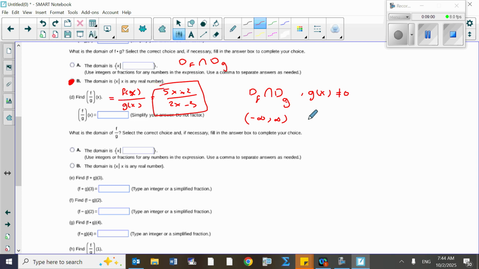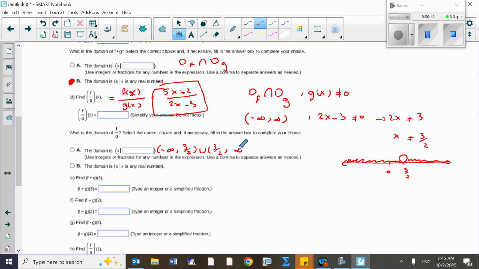But what makes the denominator equal to 0? So you're going to set 2x minus 3 not equal to 0. That means 2x not equal to 3, and x should be not equal to 3 over 2. So this is the value that should not be in my denominator. So if I show a number line, this is 3 over 2. So from negative infinity to infinity, everything is covered except this one. So how do I write the domain of that? You can just write negative infinity to 3 over 2, and then 3 over 2 to infinity.